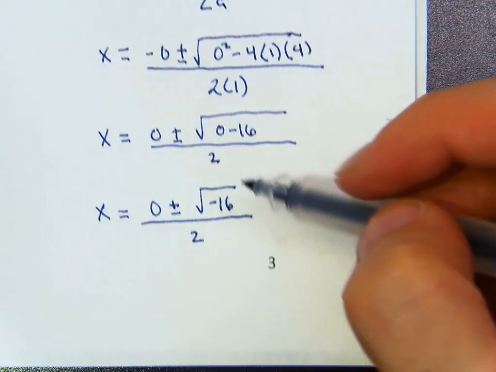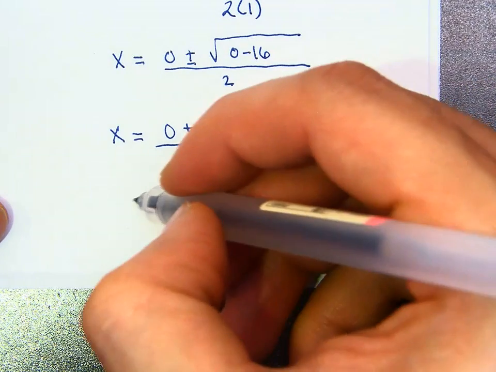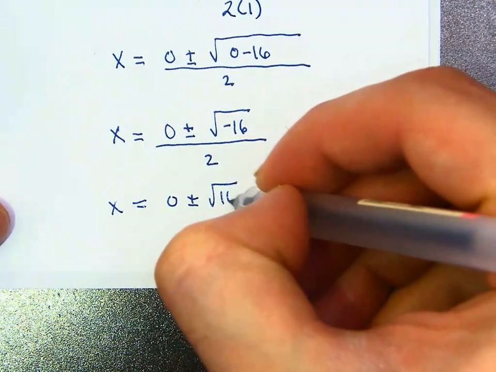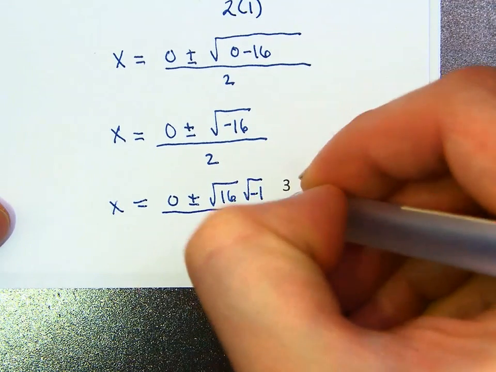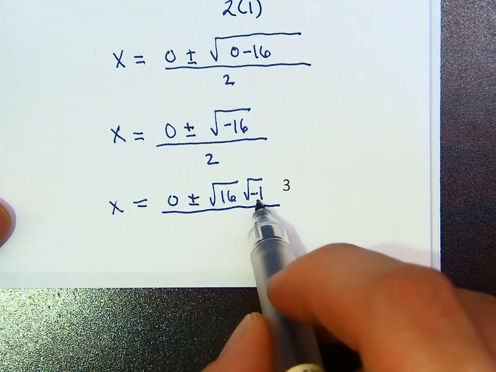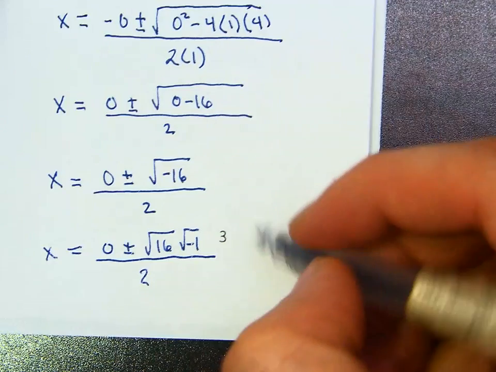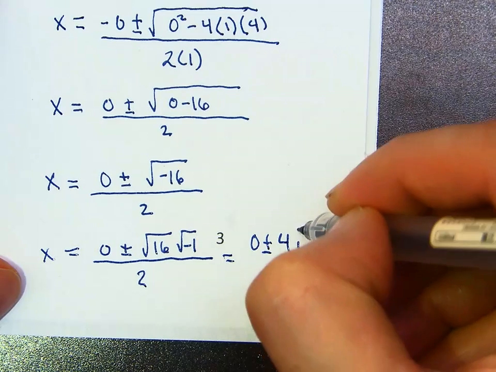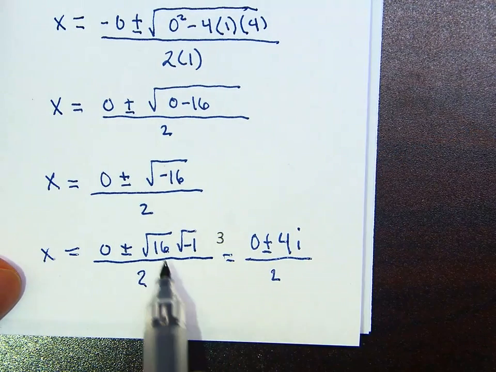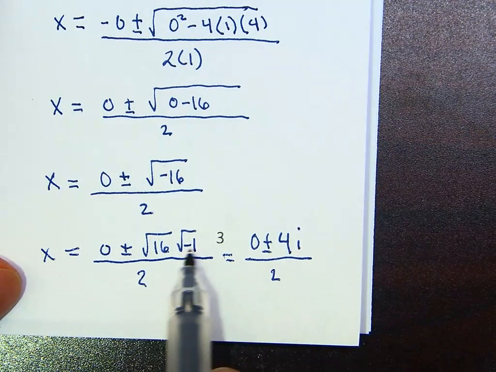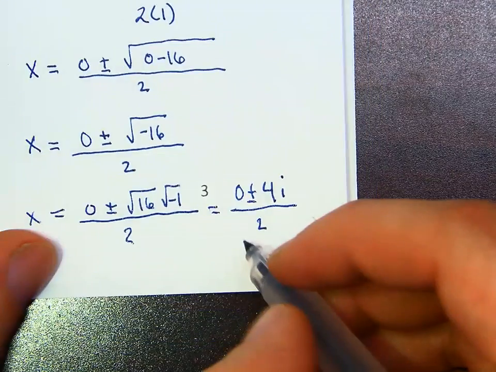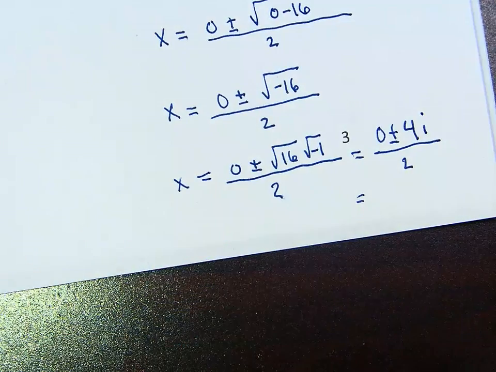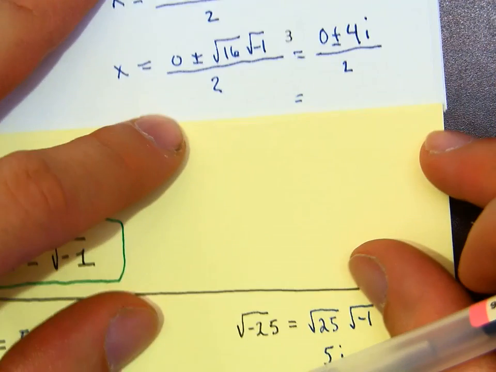Now, how do you continue from here? The idea is you say x is equal to 0 plus or minus the square root of 16 times the square root of minus 1. And what's the trick with that minus 1 over here? Then you say 0 plus or minus 4i over 2. Because the square root of 16 is 4. The square root of negative 1 is i. So then you have equals, now let me put some space over here, my bad.